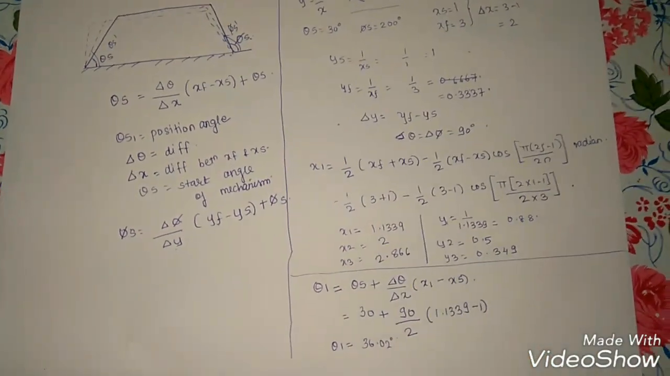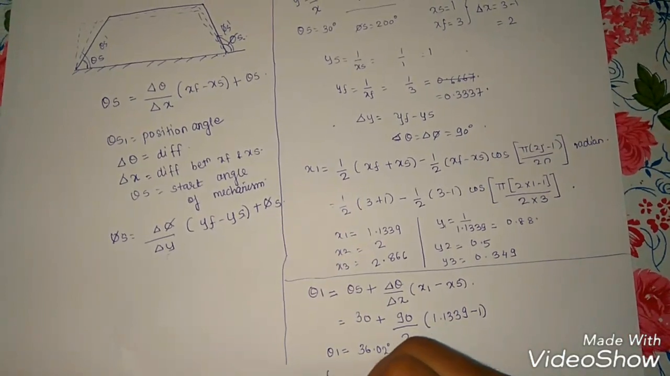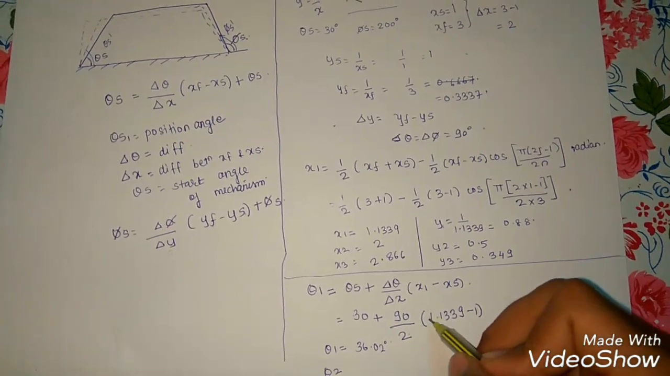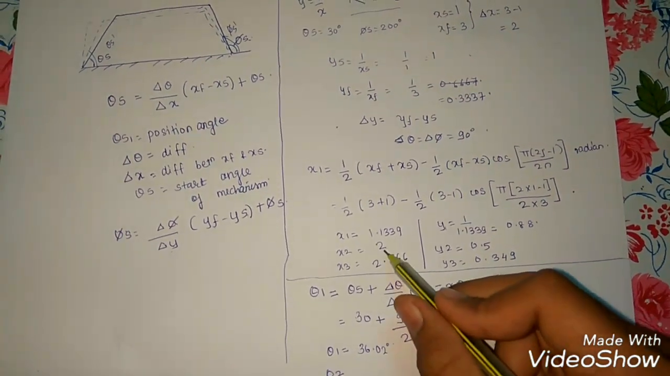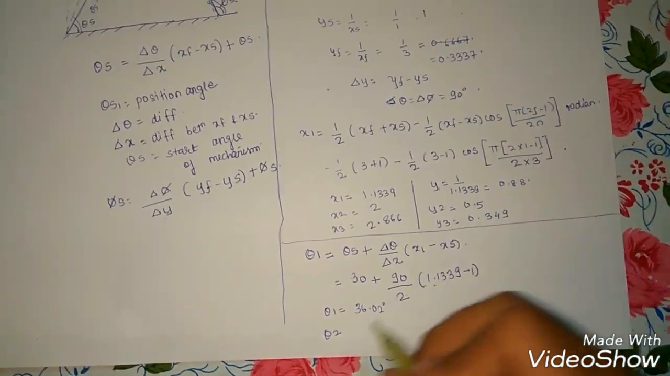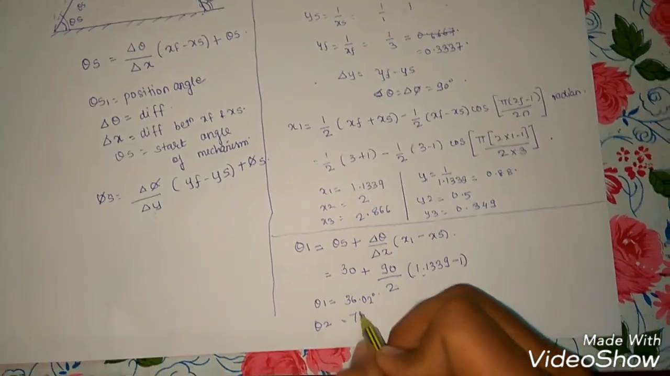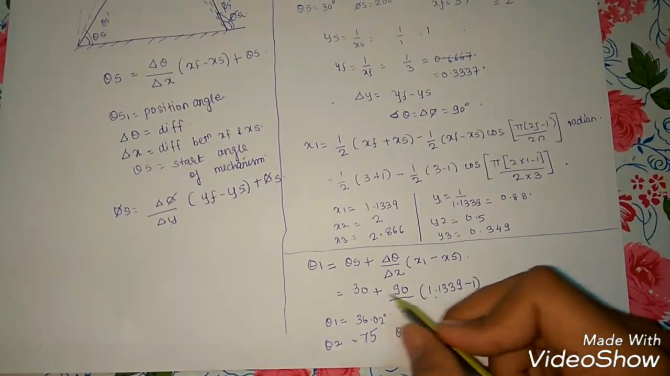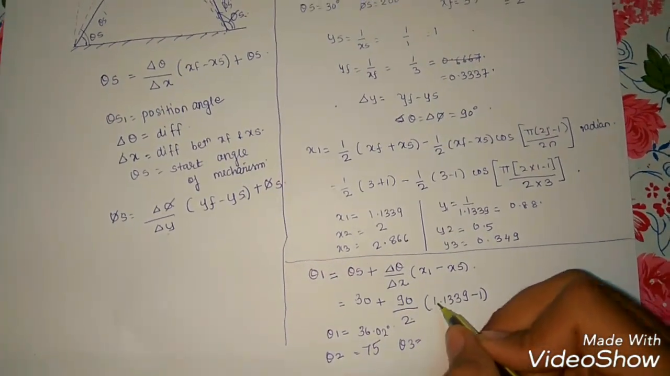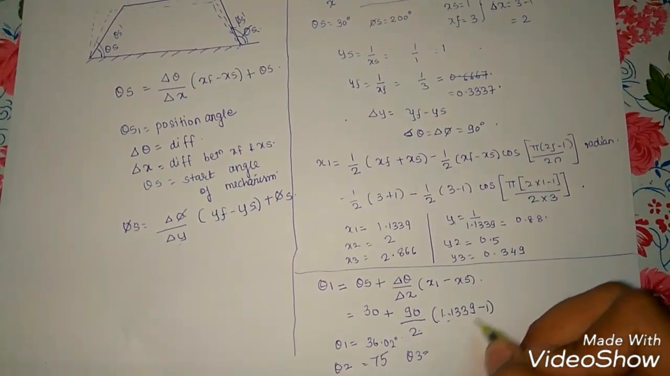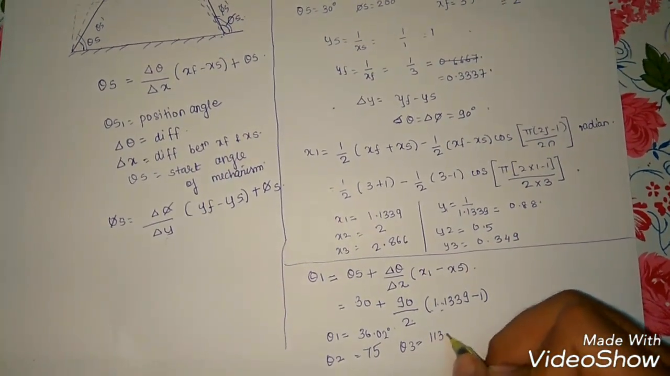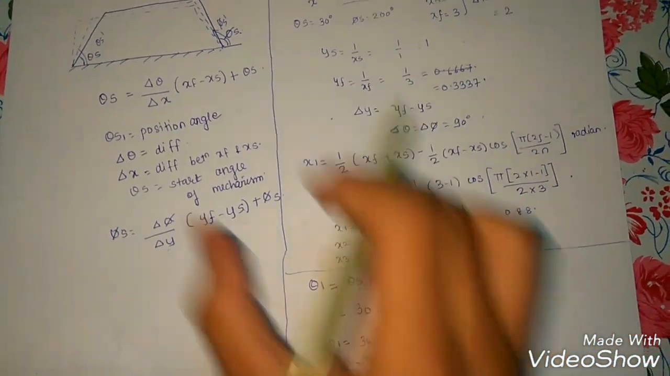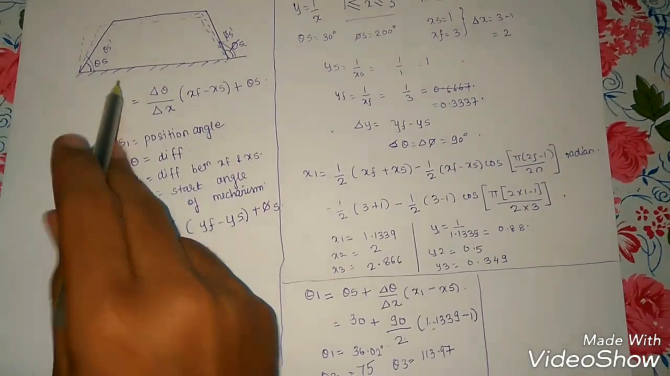36.02 degrees. Next, similarly, theta 2 will be theta s as 30 plus 90 divided by 2, in place of x1 you have to put x2 minus 1, which will give you 75, and theta 3 will be the same, 30 plus 90 divided by 2, x3 minus 1, which will give you theta 3 as 113.97. So these will be the input angles of a mechanism.